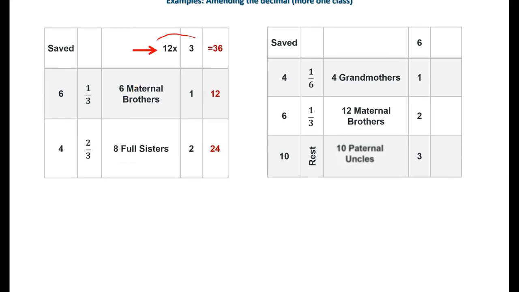We have 12 times 3 equals 36. And then we times 12 times 1 equals 12. 12 times 2 equals 24. And now there's no decimal number when you divide the wealth.